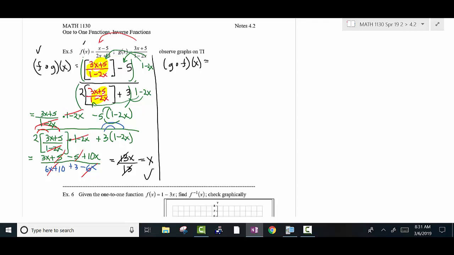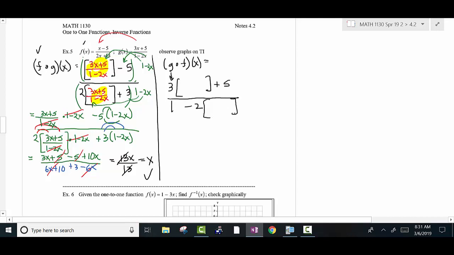Okay, all right. Well, let's go ahead and set this next one up, and then I'll let you guys see if you can finish it. Now, what you want to do with this one, it's almost the same thing I just did, except you're going to do it backwards. You start by writing down the g of x. So g of x is 3 times something plus 5, all over, and then the bottom is 1 minus 2 times something. Okay, go ahead and take it from there.